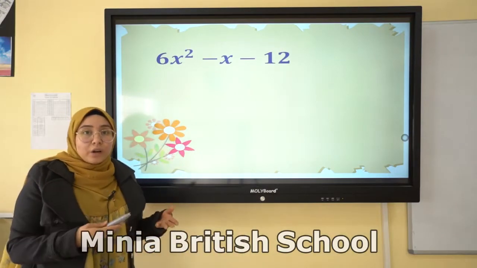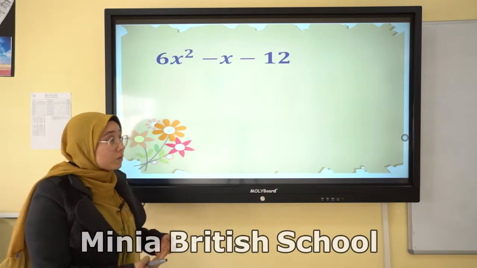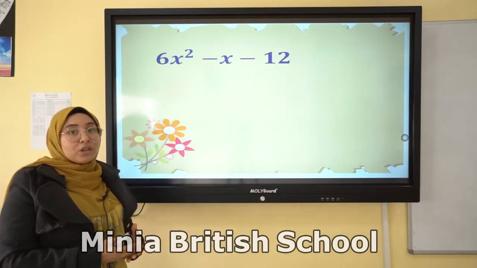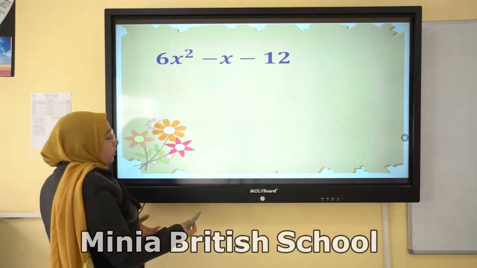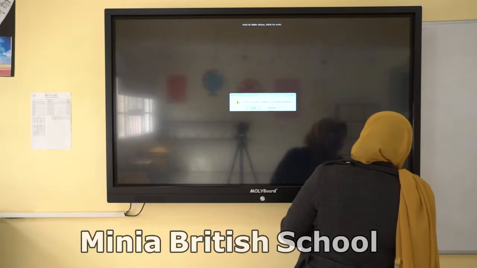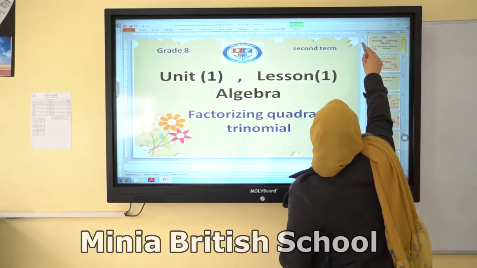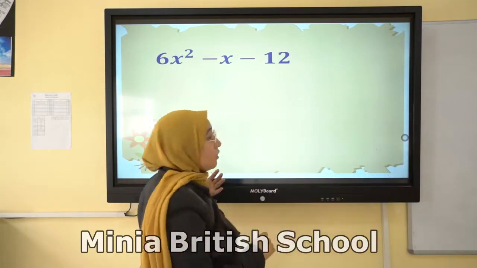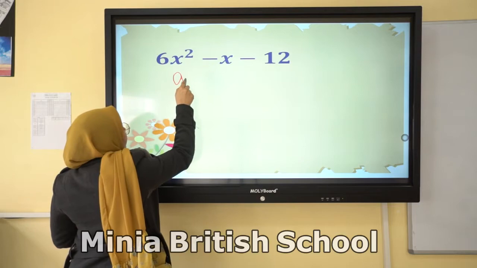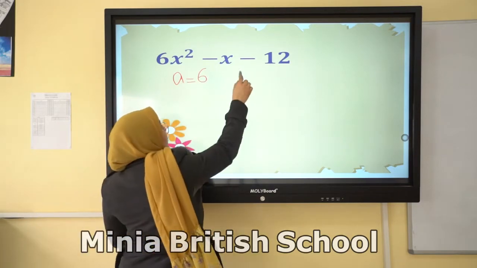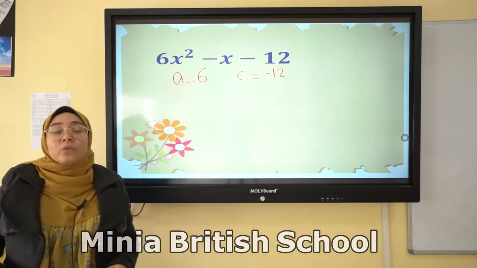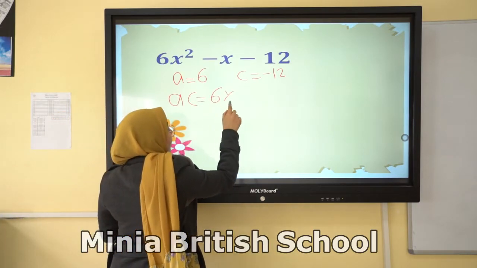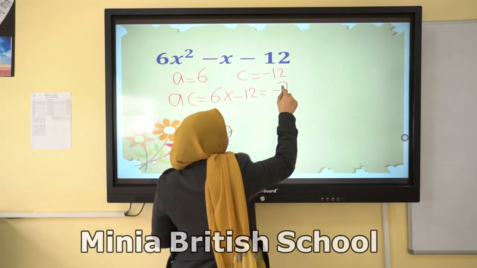If the coefficient of x power 2 is not equal to 1 and also the value of c is not equal to 1, here the coefficient of x power 2 represents a. So a equals 6, and the value of c equals negative 12. Now I need to find the product of AC. So AC equals 6 times negative 12 equals negative 72.